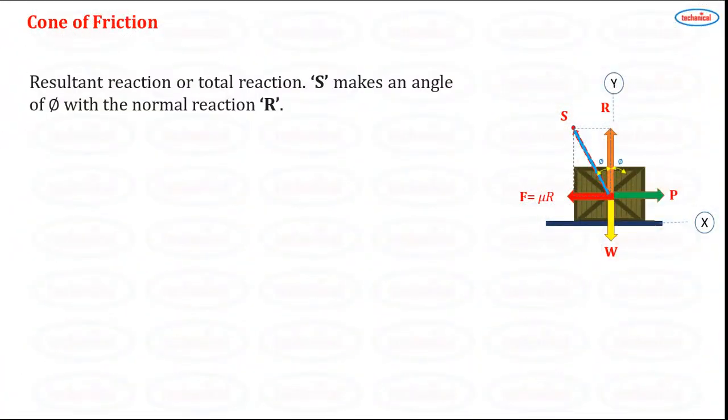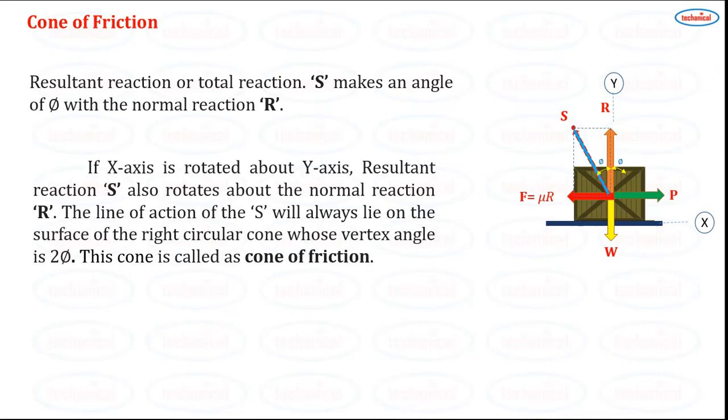Cone of friction. Resultant reaction or total reaction S makes an angle of phi with the normal reaction R. If x-axis is rotated about y-axis, resultant reaction S also rotates about the normal reaction R. The line of action of the S will always lie on the surface of the right circular cone, whose vertex angle is 2 phi. This cone is called as cone of friction.